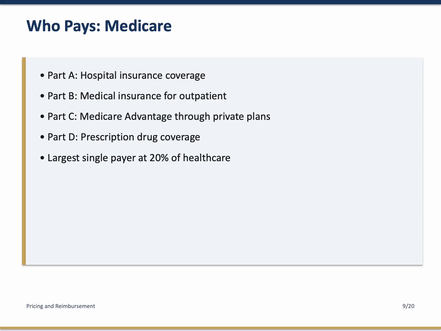Medicare Part A provides hospital insurance covering inpatient care. Part B provides medical insurance covering physician services and outpatient care. Part C allows beneficiaries to enroll in private health plans. Part D provides prescription drug coverage through private plans.